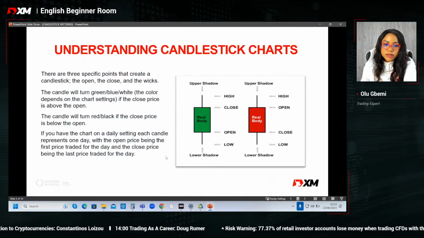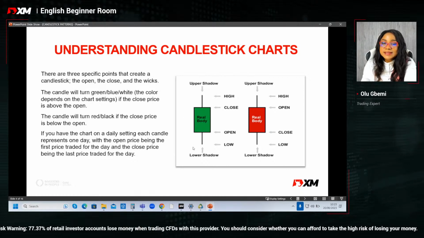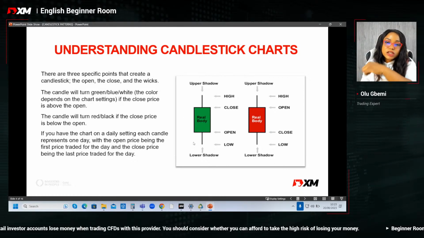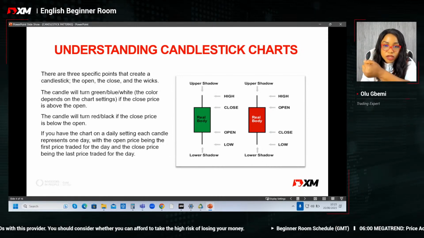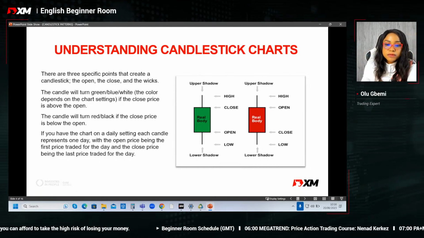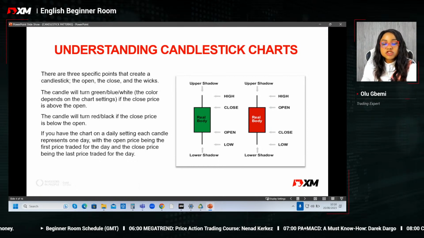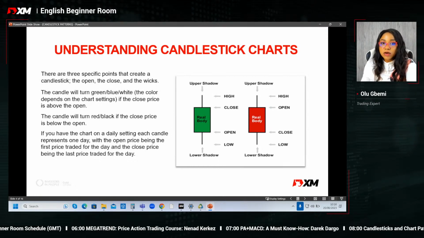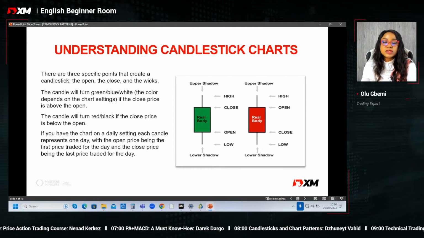If we are on the daily time frame, for instance, every candle represents one day, and the open price is the first price traded at the beginning of the day, and the close price is the last price traded at the close of day. If it is the 1 hour time frame you're in, the open price is going to be the first price the instrument is traded at within that hour, and the close price is the last price traded within that hour.